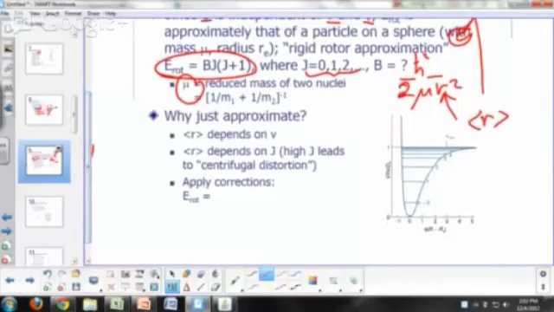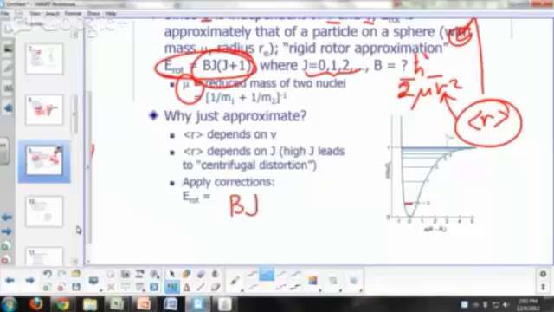And one thing we also mentioned when we talked about this in the lab is that because of anharmonicity, at high J levels, that average r actually stretches out because of what we call centrifugal distortion. So your formula is not going to be just the rigid rotor formula. You have to introduce correction terms to it.